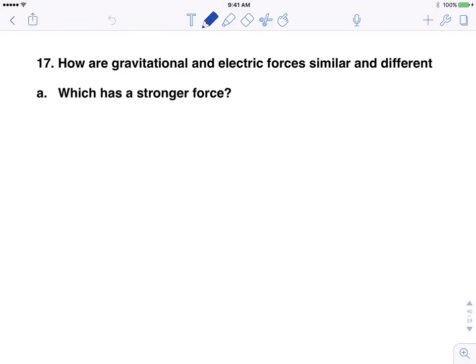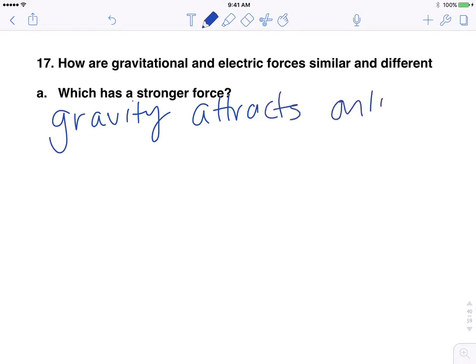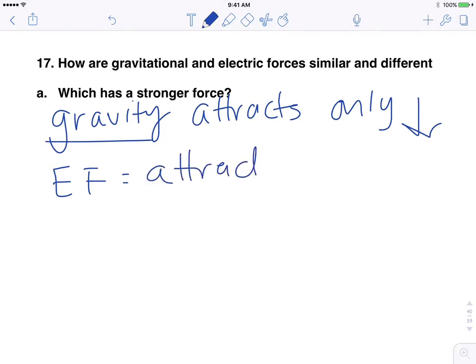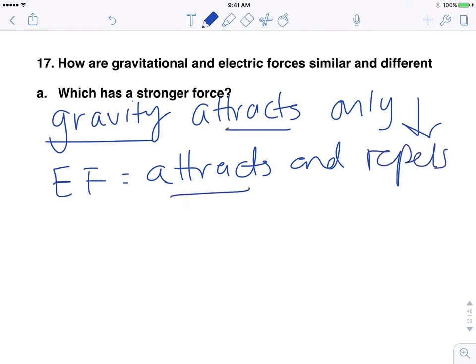Okay, how are gravitational and electric forces similar and different? And which force is stronger? Well, gravity attracts only, right? It pulls us down to the center of the earth. Where electric forces, EF, I'm going to call it because it's just easier, does both. Attracts and repels. So how are they similar? They both attract. How are they different? Electric forces will also repel.